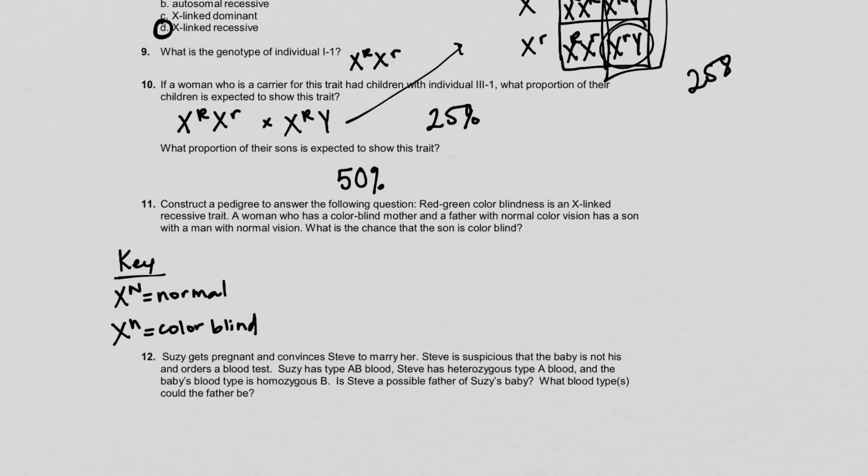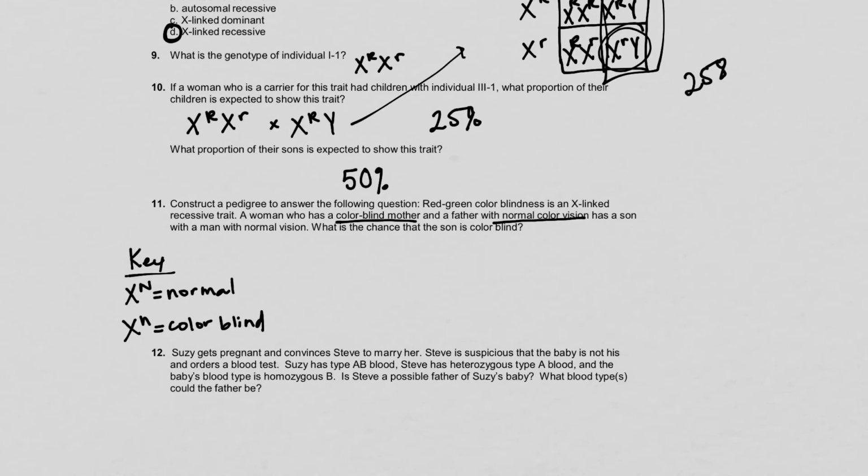All right, a woman who has a colorblind mother. So let's do this cross first. A colorblind mother would have to have two X chromosomes with the recessive allele. And a father with normal color vision would have to have the normal allele on his one X chromosome.